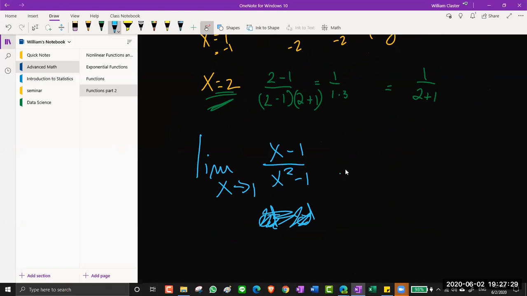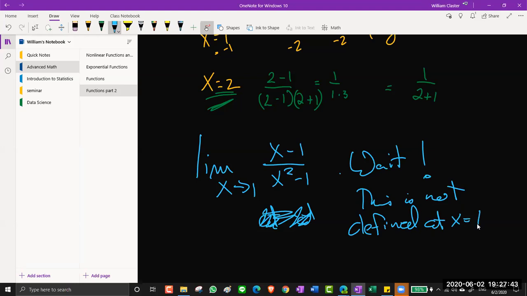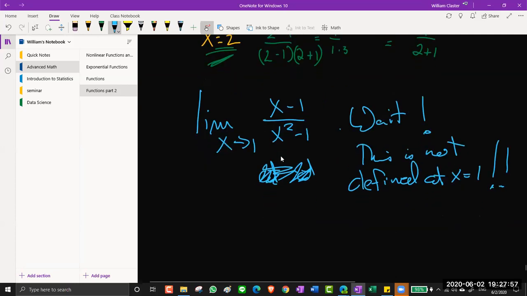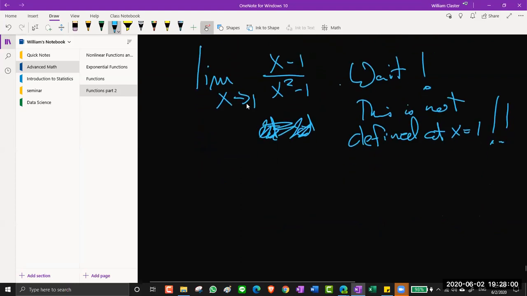And then we said, wait a second. We said, this is not defined at x equals 1. So what are they talking about? Don't ask me this question, because it's not even defined at 1. It's 0 over 0, right? So we get upset. But then I tried to make everybody say something together. What did we say together?